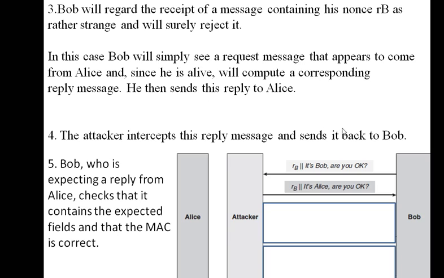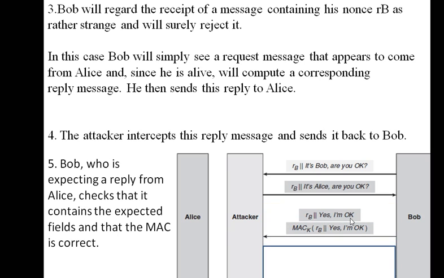He then sends this reply to Alice. The attacker intercepts this reply message and sends it back to Bob. Bob, who is expecting a reply from Alice, checks that it contains the expected fields and that the MAC is correct. Okay, this is the reflection attack on protocol 3.